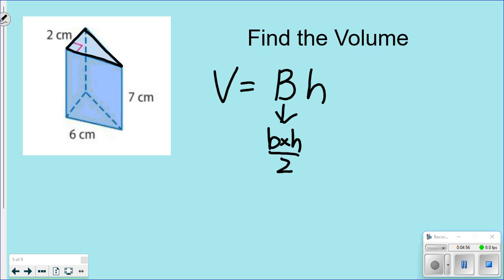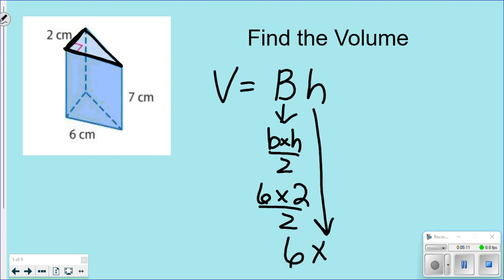Okay, and so the base of that triangle is going to be right here, and that's going to be 6. The height of that triangle is right here, and that's 2, and divided by 2. So my big B would be 12 divided by 2, which is 6. So this is my big B times the height of the whole prism, which should be 7. So I know this is 42 centimeters squared.